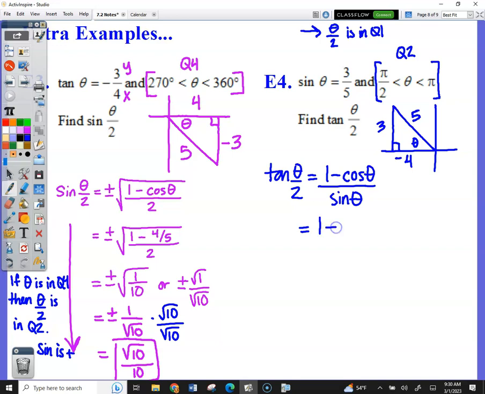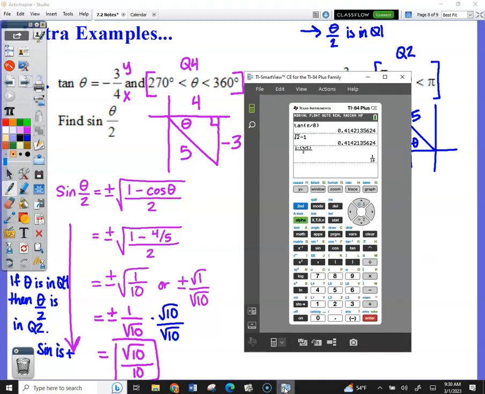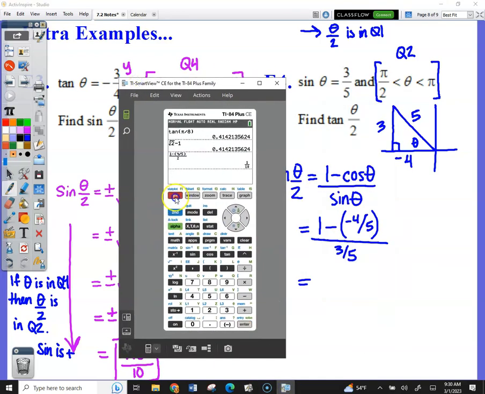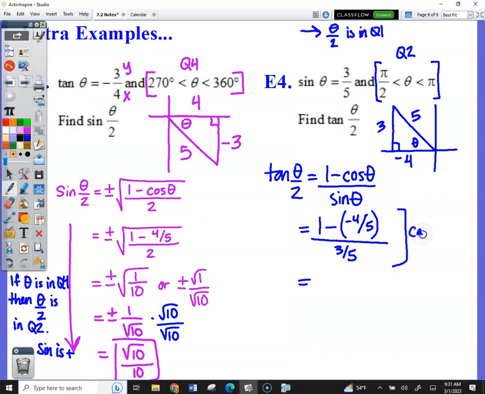So I've got 1 minus the -4/5 over 3/5, and I would type that in. Math bracket, no need, it's a 30, right? Oh, so this all went in the calculator, and we got 30.